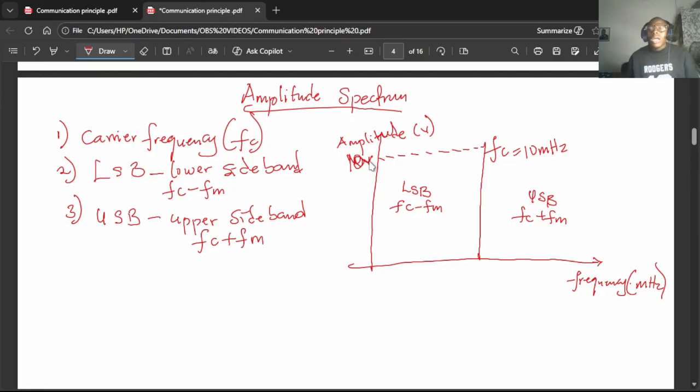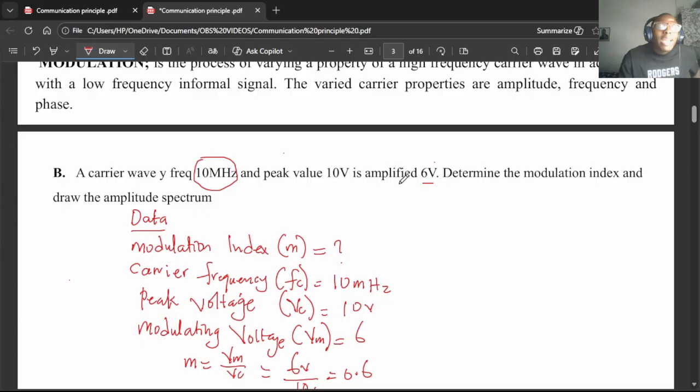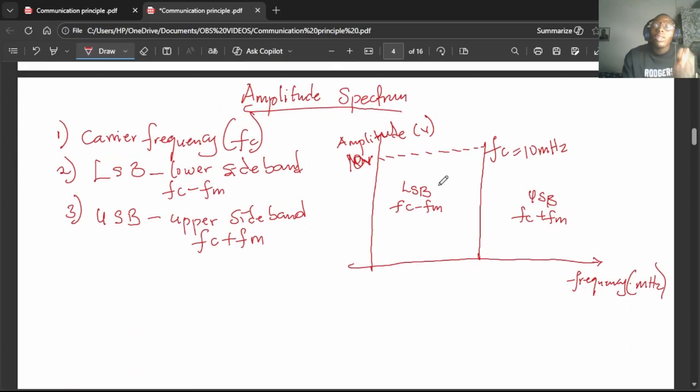We are not done. Why are we not done? It is because for our LSB or our USB, we don't know the amplitude of both sidebands. Am I communicating? So how do you think we are going to get the amplitude of the sideband? Remember, the amplitude that we are given here is called your modulated voltage. This was not an amplitude. This was a modulated voltage that was given to you to be 6 volts.